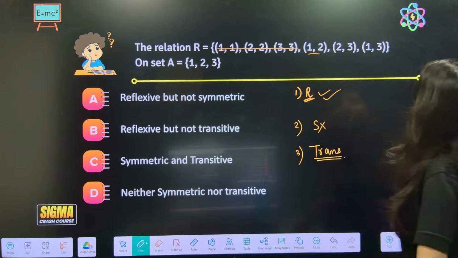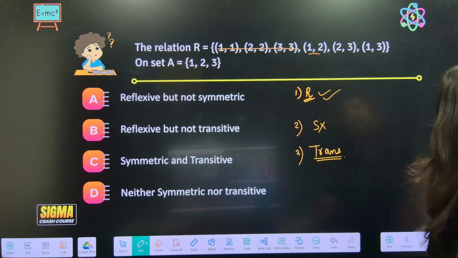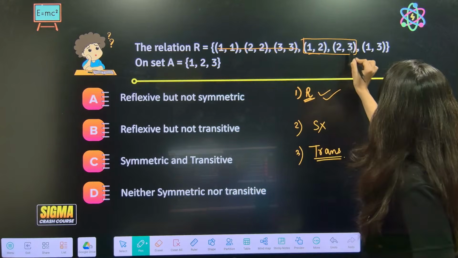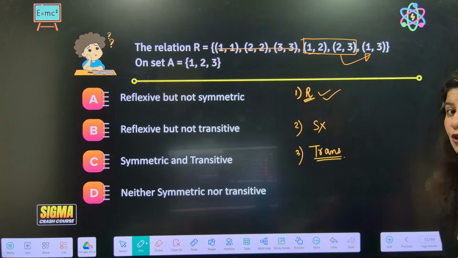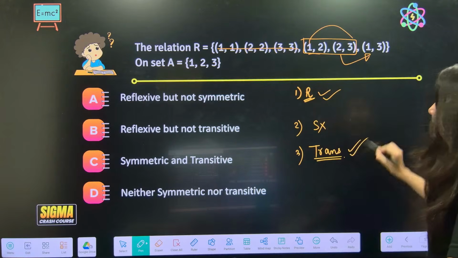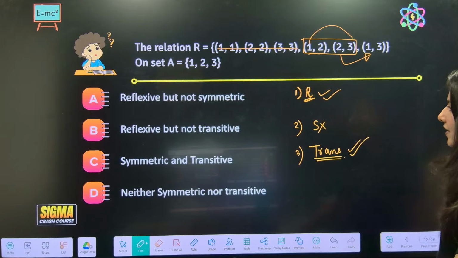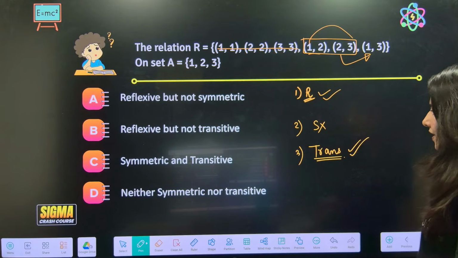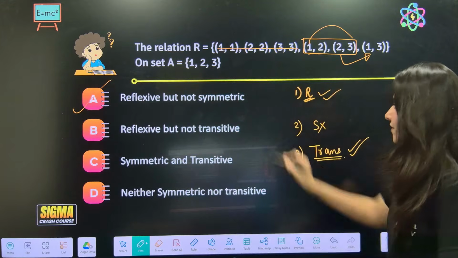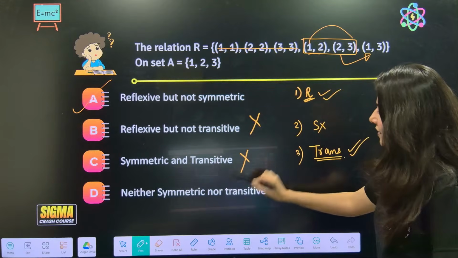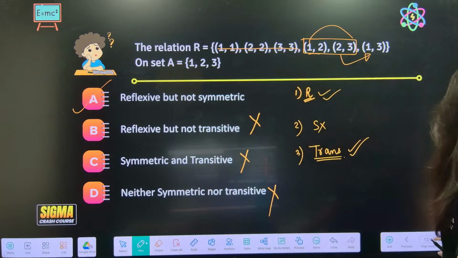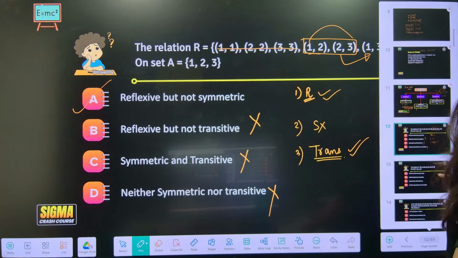Third, transitive. Transitivity says that if 1, 2 and 2, 3 are there, then 1, 3 should be there, and it is there. Can you see 1, 2, 2, 3? So 1, 3 is there. Transitive is there. So reflexive is there but not symmetric. I think option A is true. Reflexive but not transitive, this is false. Neither symmetric nor, all three options are wrong. Okay. All right. Are you getting the questions slightly?